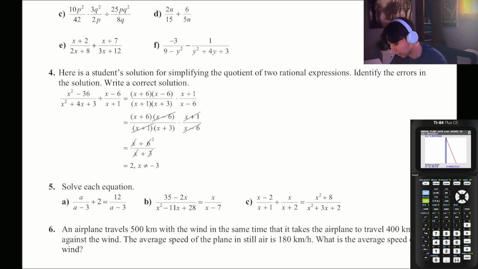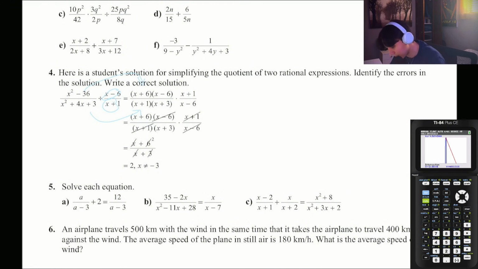We're looking at how they simplified this. So, this factors into plus or minus 6. This is correct. They factored this correctly. And they took the reciprocal, which is good. So far, it's looking good. However, let's take a look at where they messed up.